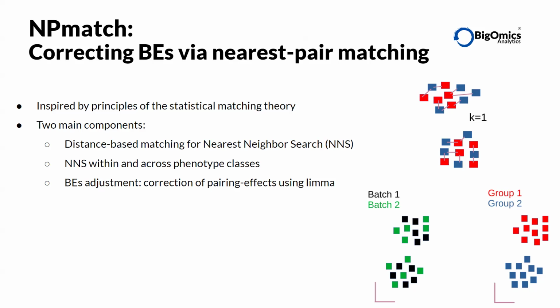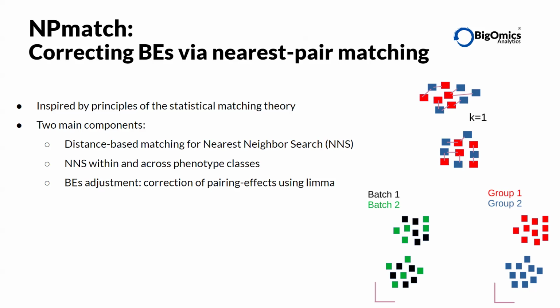So in our company, we deal with lots of data from clients, from academics and the pharma. And on the side, we developed a method which is inspired by principles of the statistical matching theory. I suggest you read about this. It's very fascinating for biostatisticians. And the method works using phenotype information rather than batch information. And this essentially splits into two main components.